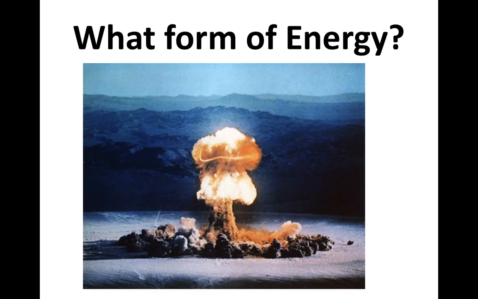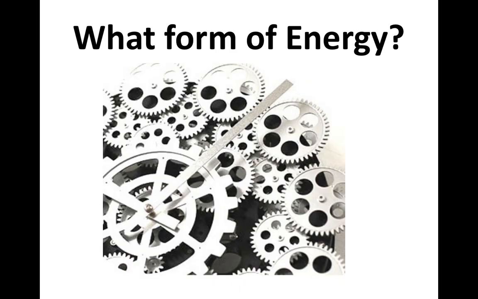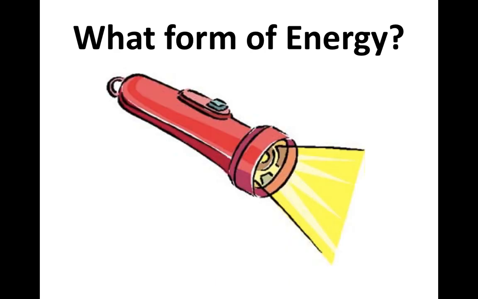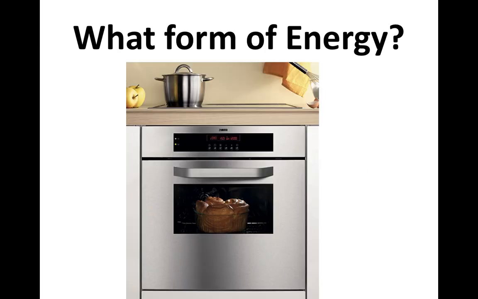This is a nuclear bomb, which is an example of nuclear energy. Gears moving back and forth is an example of mechanical energy. A flashlight is an example of light energy. Some devices have more than one form of energy. Sometimes it's difficult to tell exactly what type it has. Like there's batteries in the flashlight, which can also be chemical energy that's stored in there. So there's other forms of energy that can also be taking place.